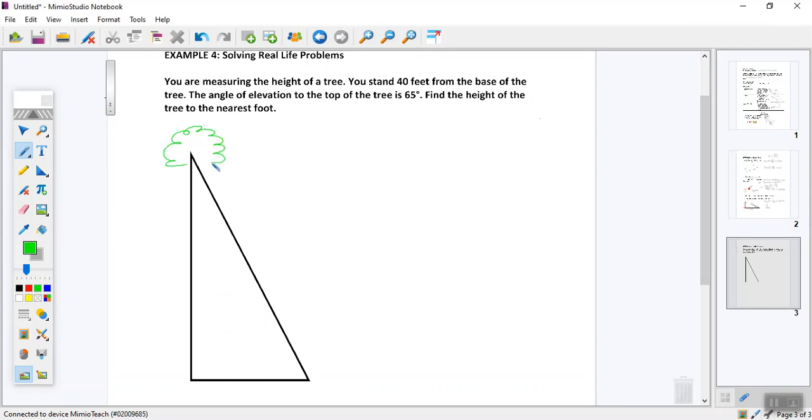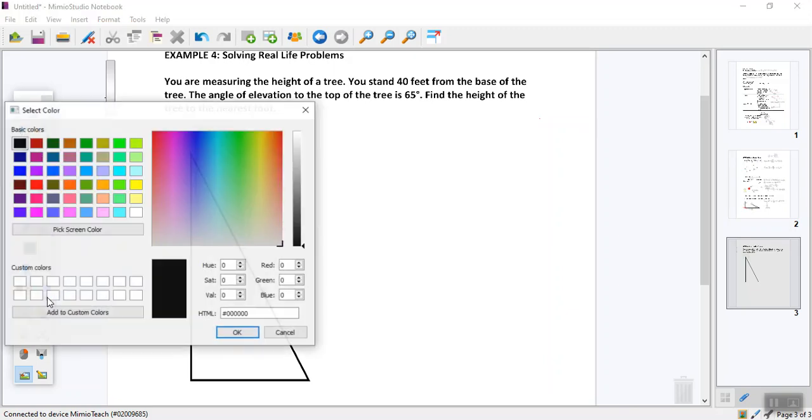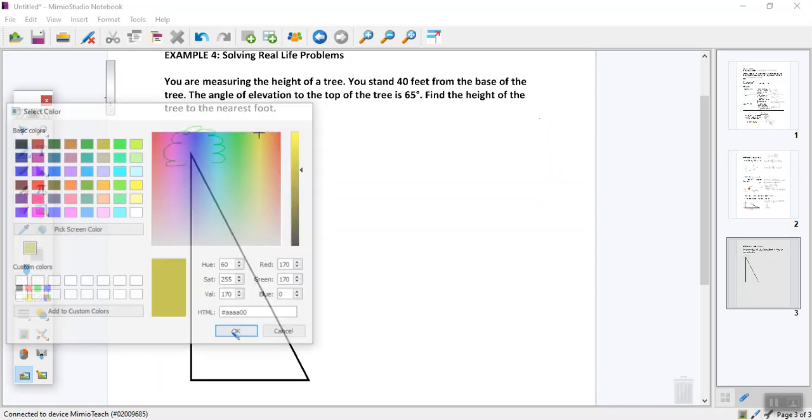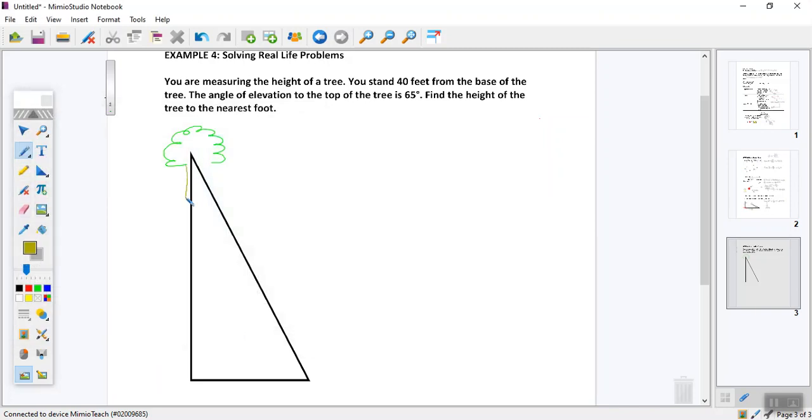There's my tree at the top. And then I'm going to pick brown. Is brown up here? It's right there in the corner on the right. That'll work, won't it? Here's my tree trunk. If it says you're standing at 40 feet, does that mean that you're on the short leg? Yeah, pretty much. Here's my big tall tree.